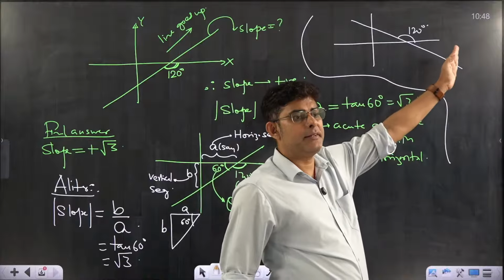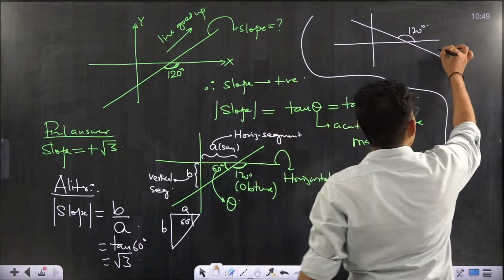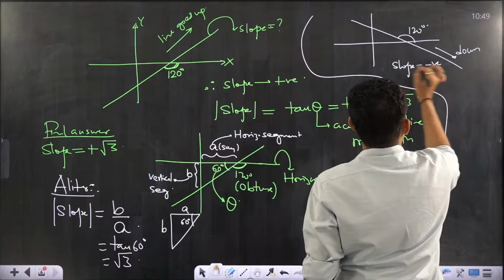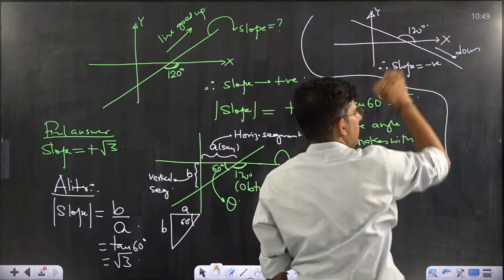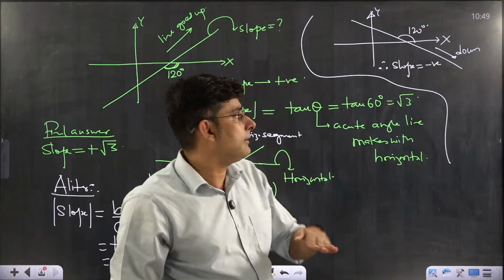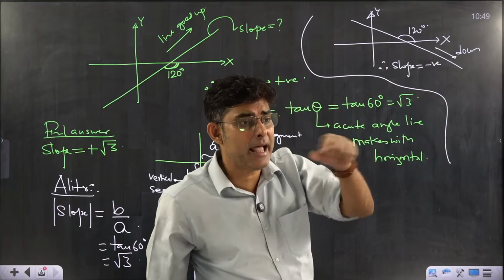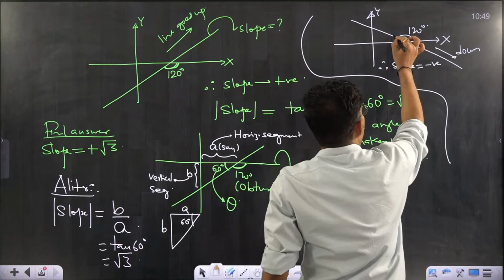You are moving towards the x-axis. What is happening to this line? It is coming down. Yes. So if it is coming down, immediately I will say slope is negative. Second thing, they have given 120. Only focus on the acute angle which it makes with horizontal. What is the acute angle? Is 120 acute? No, it is obtuse. So the acute angle will be 60 degree.